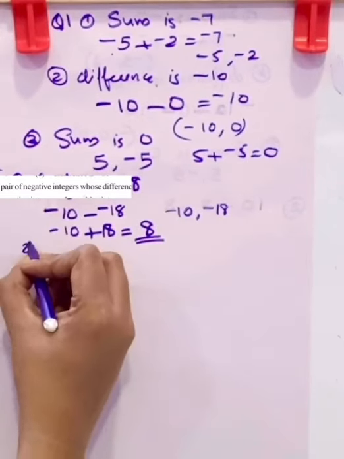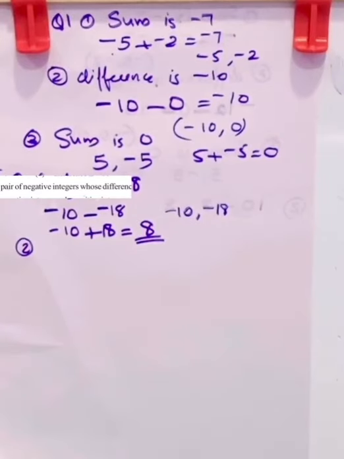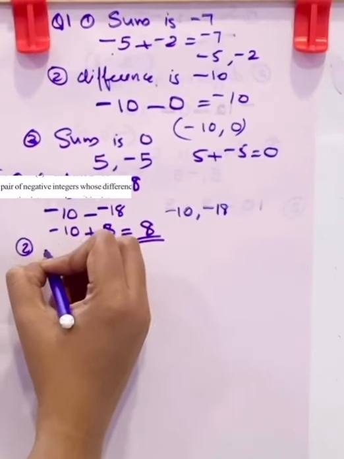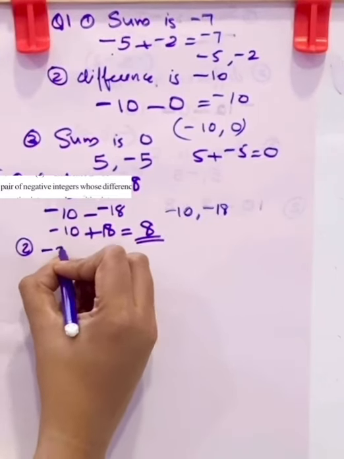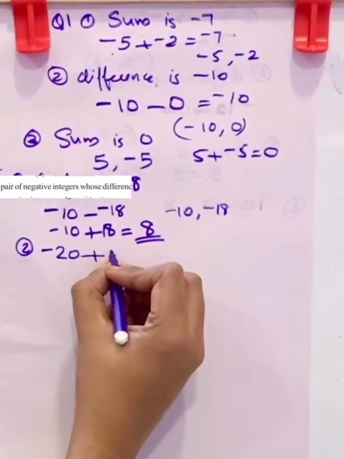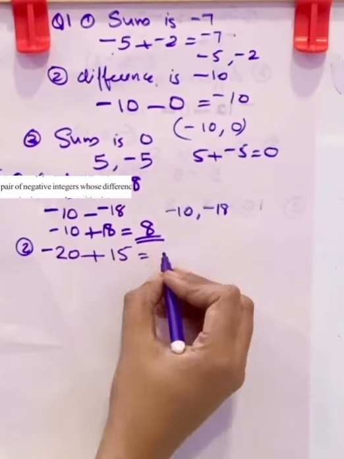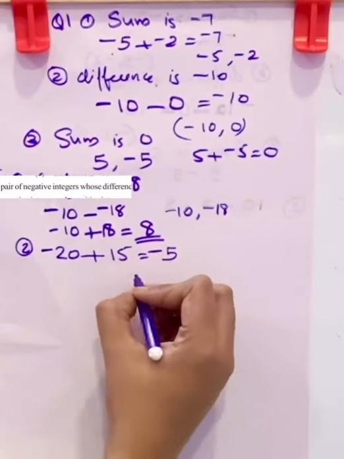Now in the second question, write a negative integer and a positive integer whose sum is -5. A negative integer and a positive integer. Sum is -5. -20 plus 15. Their sum is -5. Okay.